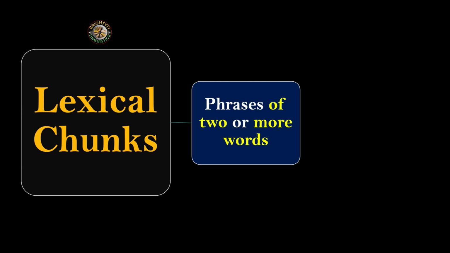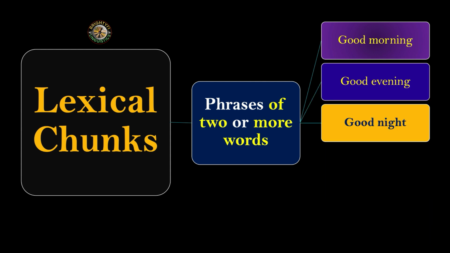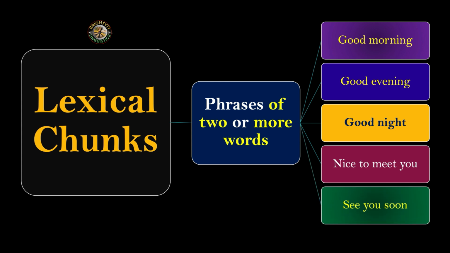Let's talk about lexical chunks. Phrases of two or more words are referred to as lexical chunks. Let's first talk about examples. Good morning: this lexical chunk consists of two words. Likewise, we have good evening, good night, and nice to meet you. This phrase contains more than two words. Likewise, we have see you soon. So what we notice is that these examples are lexical chunks. We accept them as one unit and they are very easy to learn. That is how you can also memorize new words.